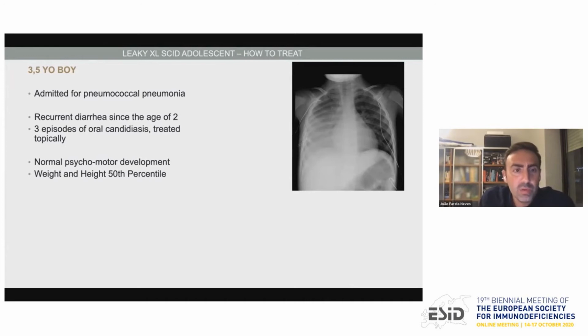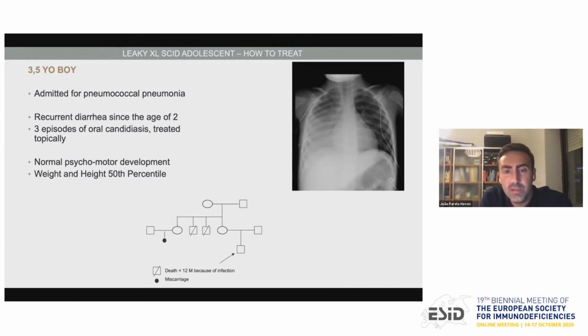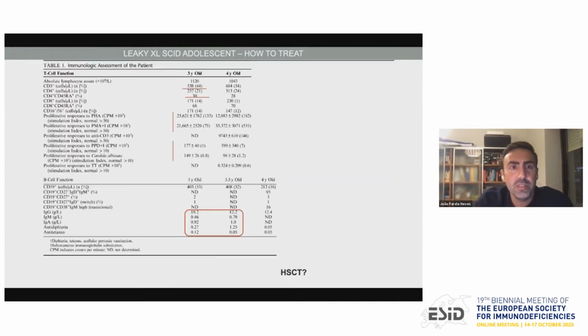He grew very well. He was on the 50th percentile of weight and height, and his development was perfect. On the other hand, his family history was remarkable: he had 2 maternal uncles who had died before the age of 12 months because of an infectious episode. And his aunt also had a miscarriage that was not explained. So this prompted us to perform some more investigations about this patient.